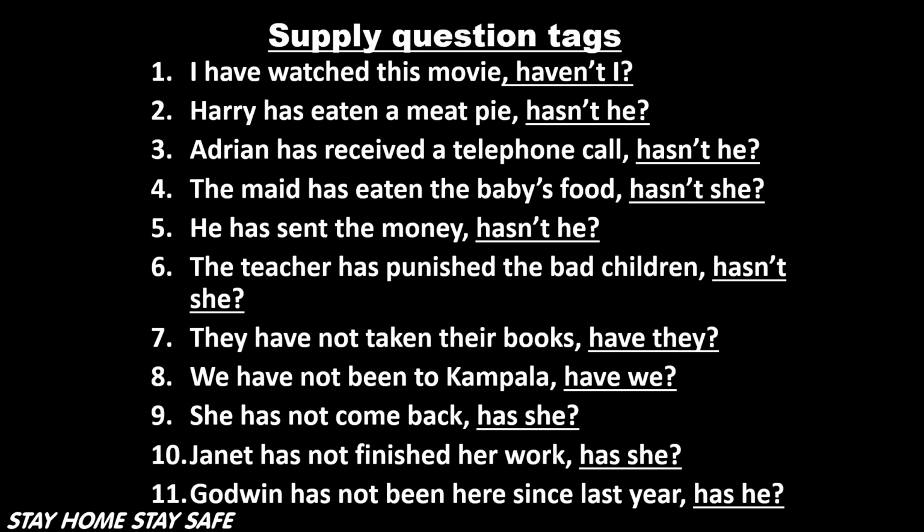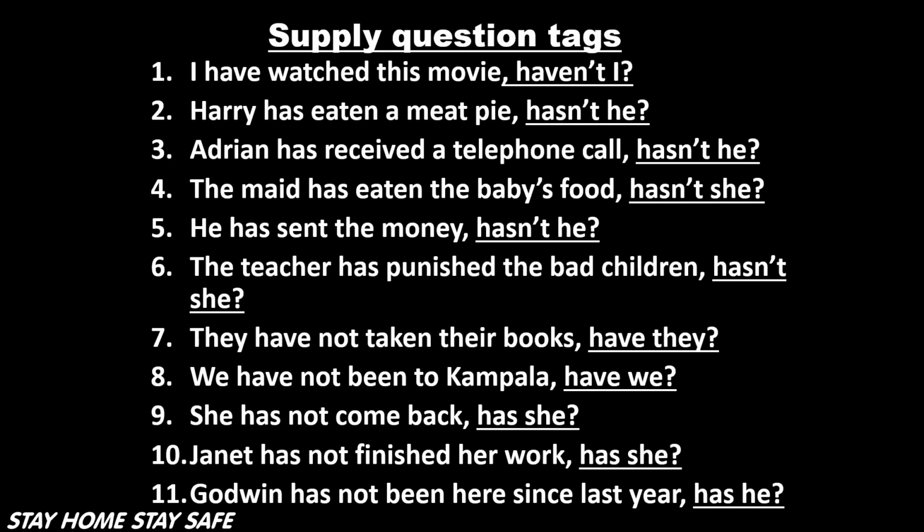Even that one is in affirmative. Now the next numbers are in negative. The statements are in a negative, meaning that the question tags are going to be in affirmative. They have not taken their books, have they? We have not been to Kampala, have we? She has not come back, has she?